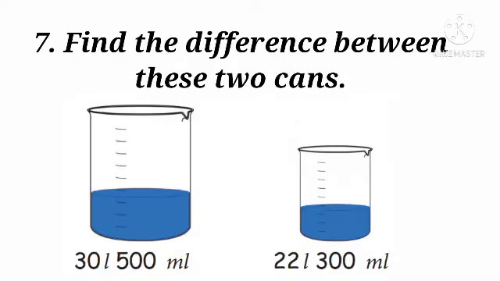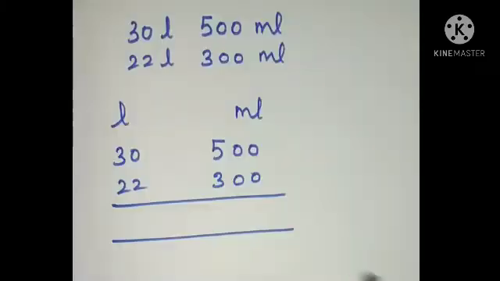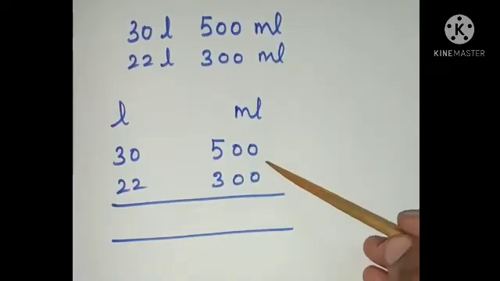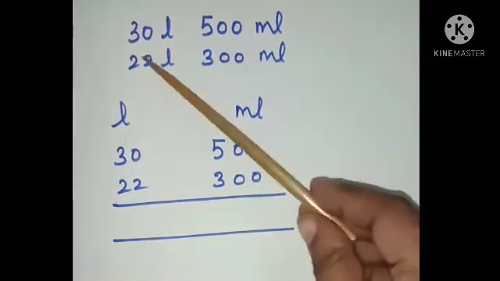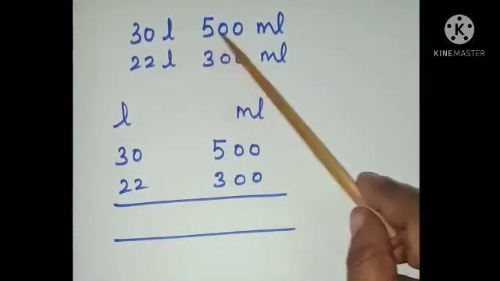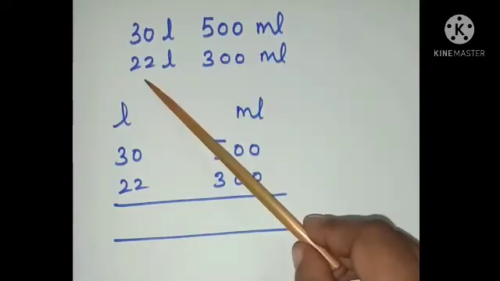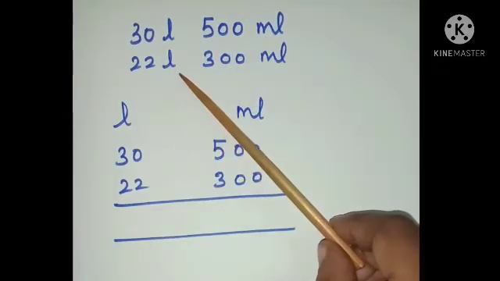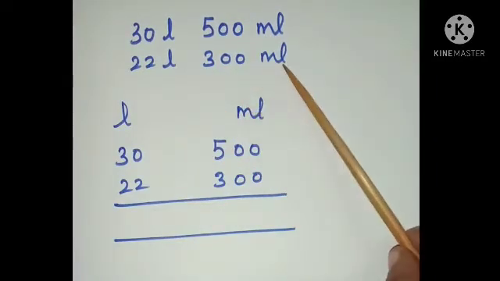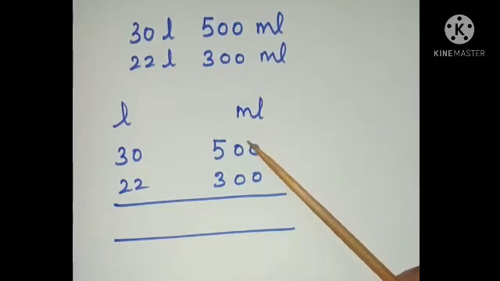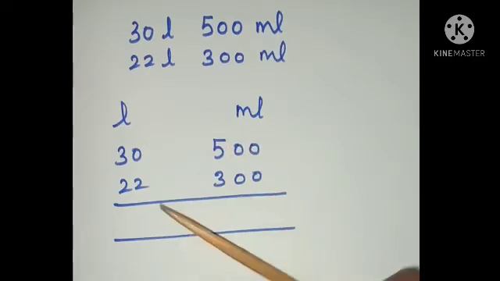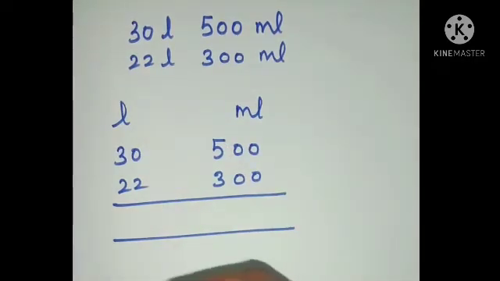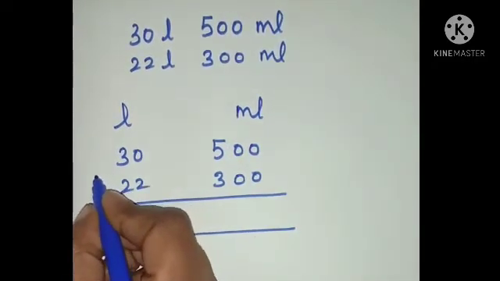Find the difference between these two cans. Children, in this problem, the volumes of two cans are given. One is 30 liters 500 milliliters. Another one is 22 liters 300 milliliters. Find the difference between these two cans. Difference is the keyword of subtraction. So, now we are going to subtract these two values.